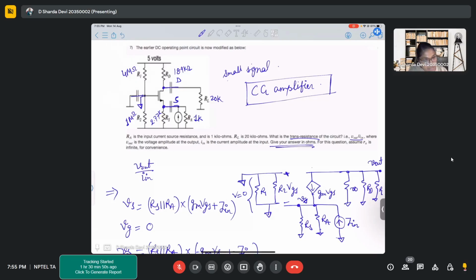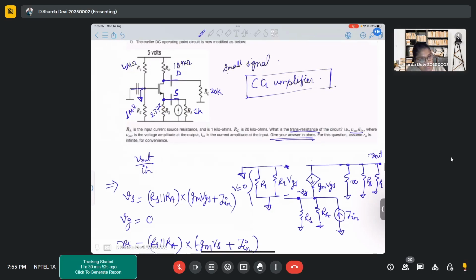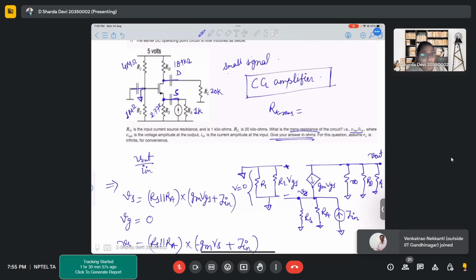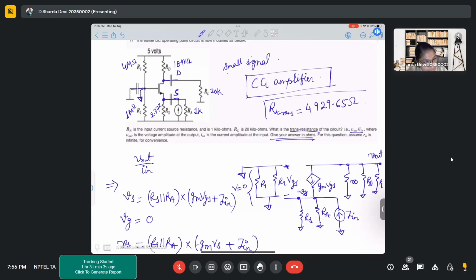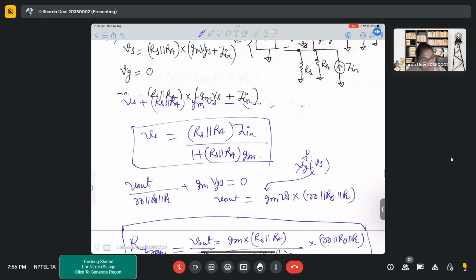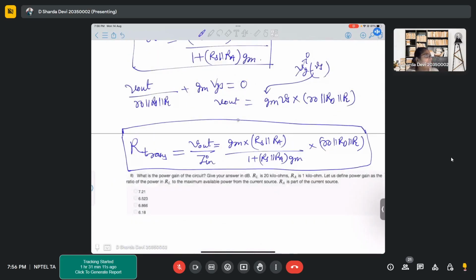Give your answer in ohms. So yeah, we have to give our answer in ohms. And the answer is R trans is equal to 4929.65 ohms. So this is the answer that I've got after solving all these. So any doubts?